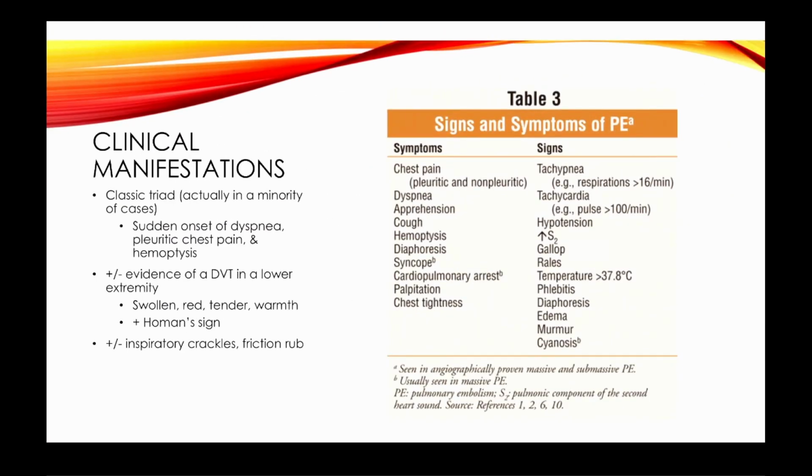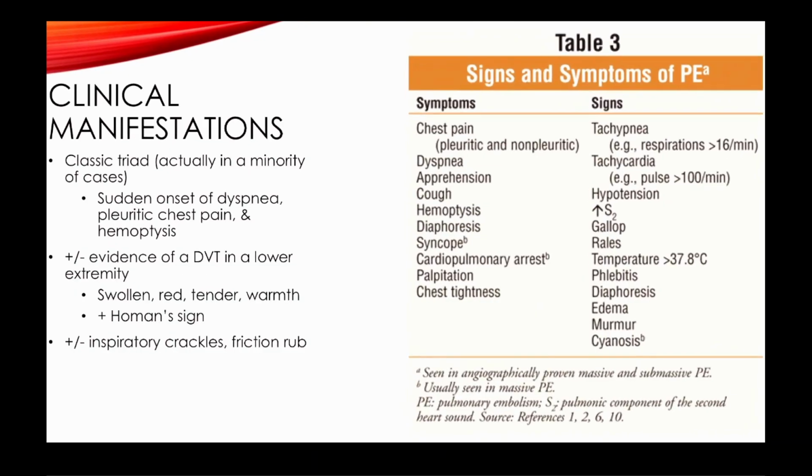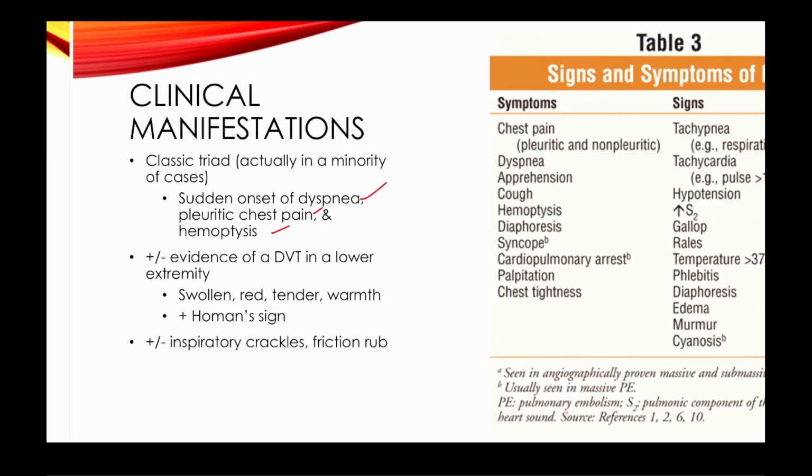So clinical manifestations, there's a classic triad, but actually only in a minority of cases do they have this triad. Sudden onset of dyspnea, pleuritic chest pain, and hemoptysis are the 3 triad for a PE. They may or may not have evidence of a DVT in the lower extremity: swollen, red, tender, warmth. In a DVT, will it be bilateral or unilateral? Unilateral. So only one leg will be swollen.